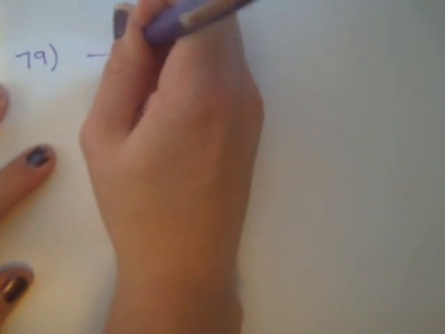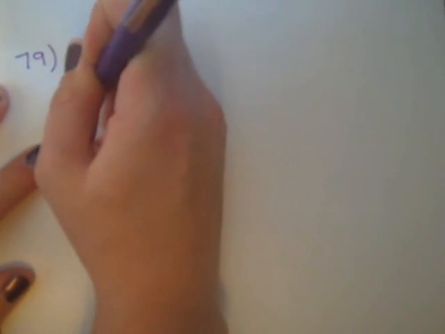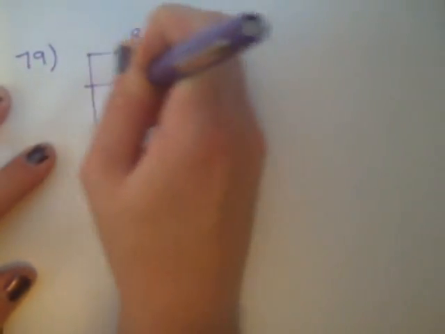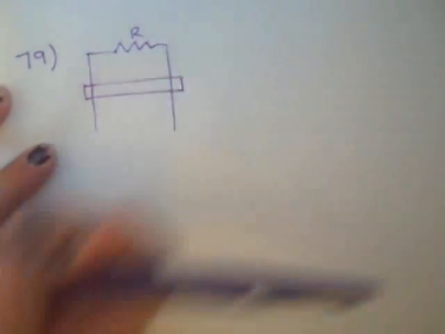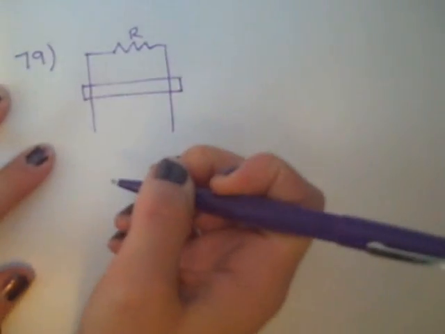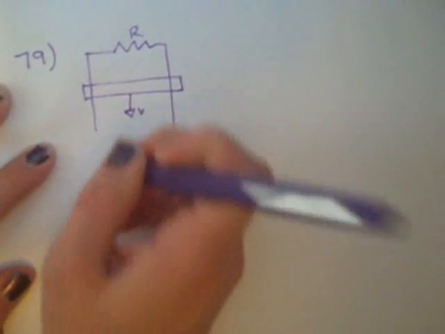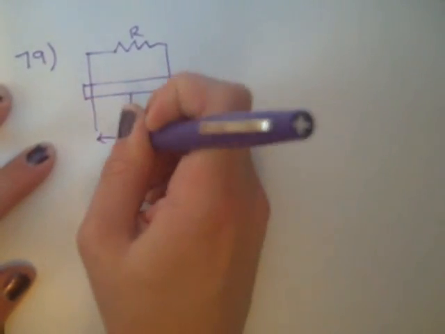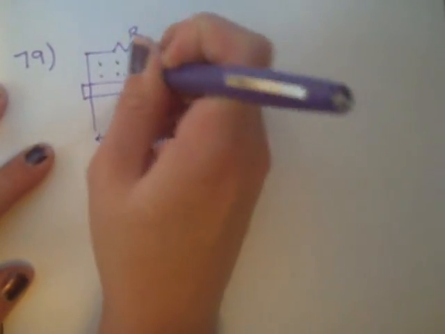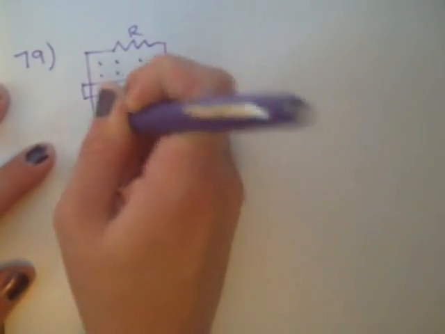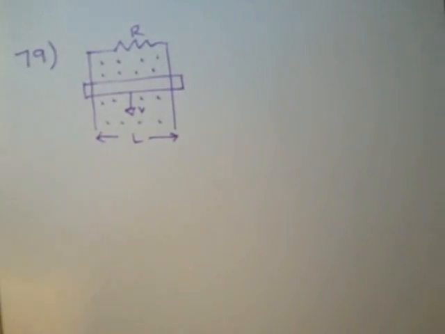Alright, so finally we are going to be on chapter 23, and we are going to start with problem number 79 here. And 79, I'll kind of draw a picture. We have a resistor and a rod going across these two rails here. And the rod is falling downward initially with a certain velocity V, and the rod has a length L. And the whole system is in a magnetic field that is going out of the page, kind of like that.